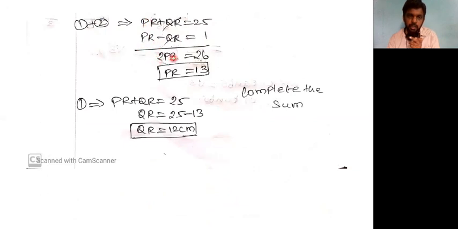We have 2 times PR is equal to 25 plus 1, 26. So 2 times PR is equal to 26. PR is equal to 26 divided by 2, which is 13. So if we have both positive, we'll be changing the sign in the second equation. Since I have one positive and one negative, it gets cancelled when I add. So PR is equal to 13.